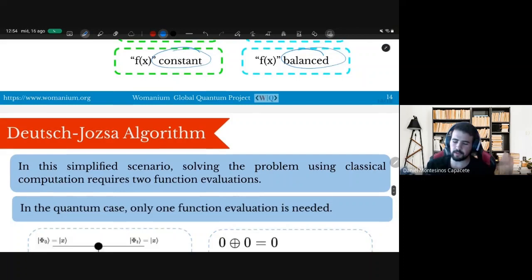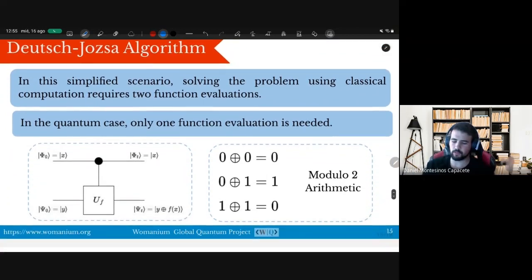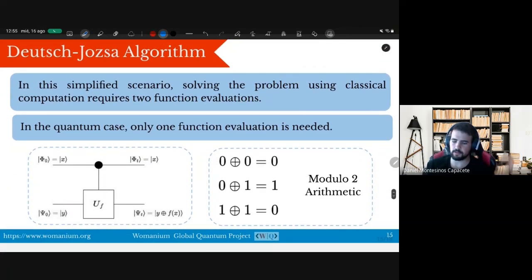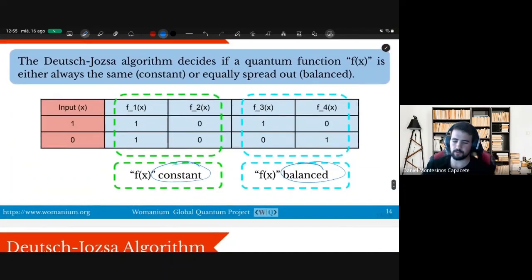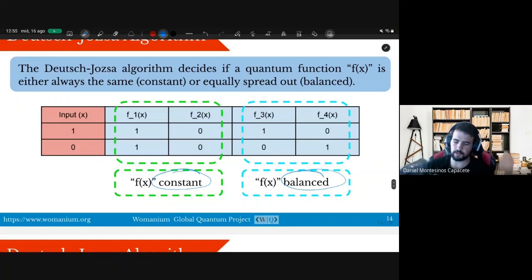But we are going to see that using quantum circuits, in the quantum case, we are only going to need one evaluation, and this will hold. This will still be one evaluation if we increase the number of bits, because, as I said before, you can have 1 1 1 1 0 1, and all possible combinations of this. You get a lot more possible outcomes.